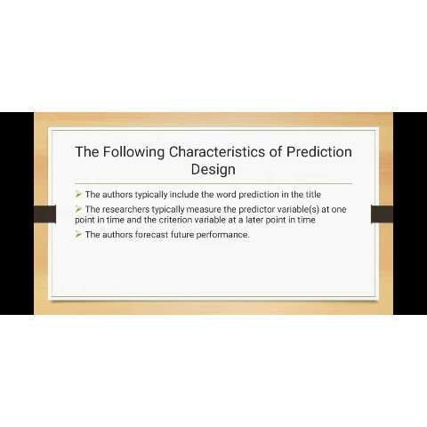The first, the authors typically include the word prediction in the title. It might also be in the purpose statement or research question. And second, the researcher typically measures the predictor variable or variables at one point in time and the criterion variable at a later point in time. Study to determine if the researcher built a time dimension into the design.